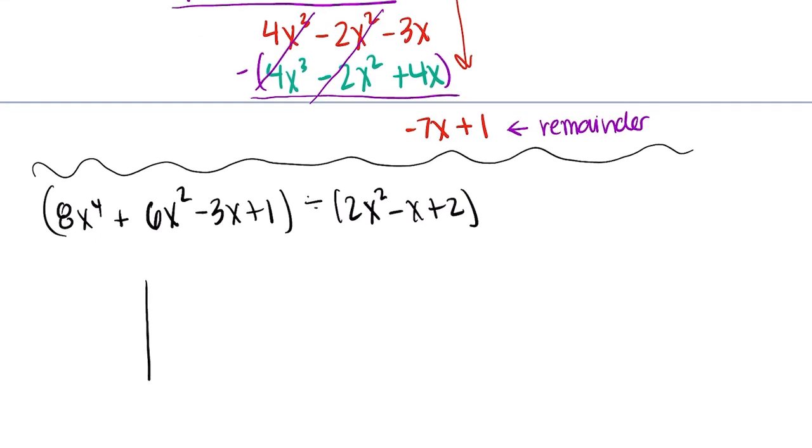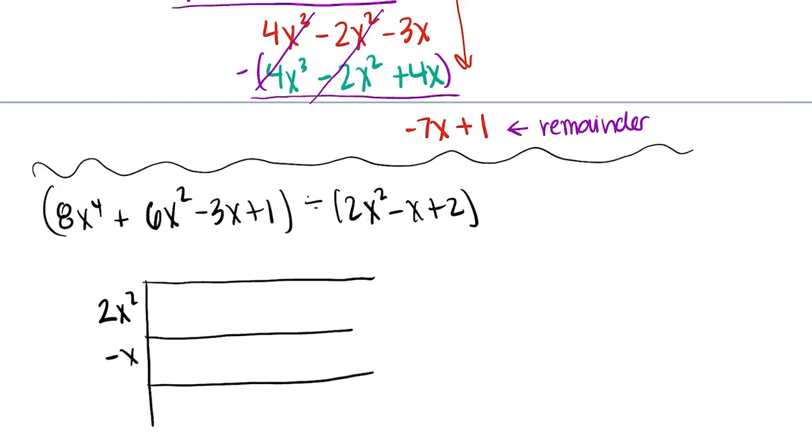So when I set up my box, I don't necessarily know how many columns I'm going to end up with to start, but I know since I'm dividing by 2x squared minus x plus 2, I want to have 3 rows. And then I'm always going to start with that 8x to the 4. So whatever this leading term is, I'm going to stick that in that first box. So I'm going to start with an 8x to the 4 right here. And then once we know that 8x to the 4, we can figure out what goes on the top, which means we can get the whole first column.